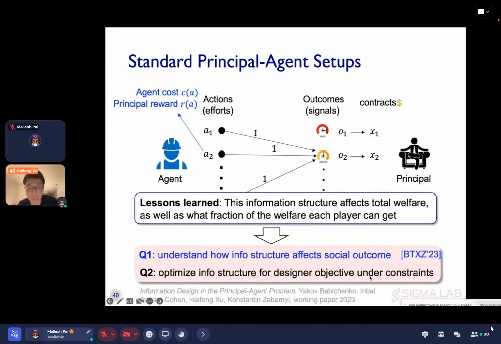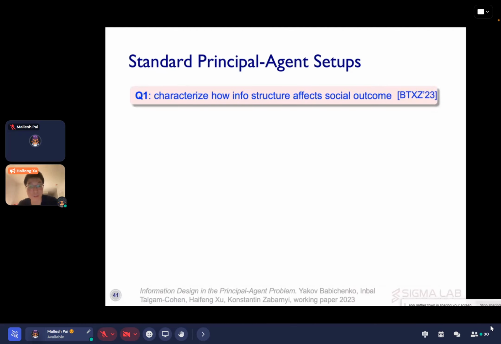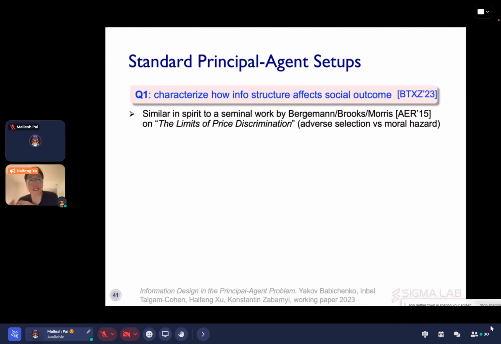In this recent ongoing paper, we look at the first problem and try to understand how information structure can affect the social outcome. I want to mention that the spirit of this paper is really similar to a seminal, very well-known work by Bergemann, Brooks, and Morris at the American Economic Review, called The Limits of Price Discrimination. They try to understand how information structure design can affect the surplus between a monopoly seller and a buyer. So we're trying to understand how information structure affects the principal and the agent.